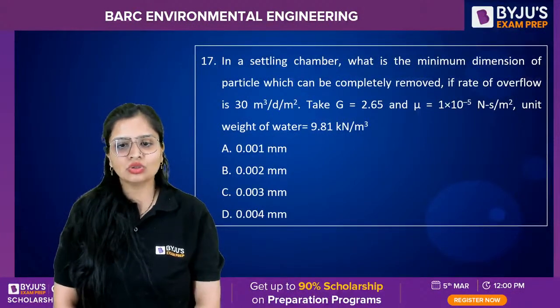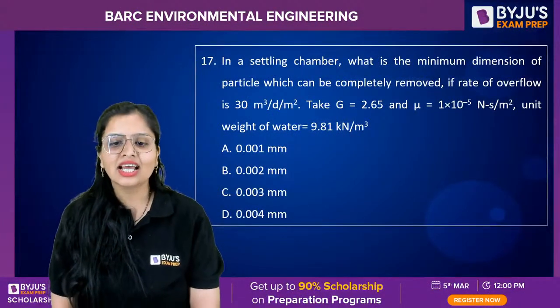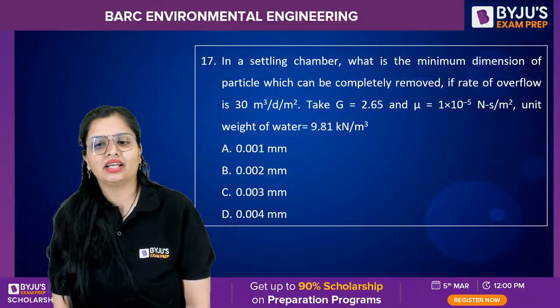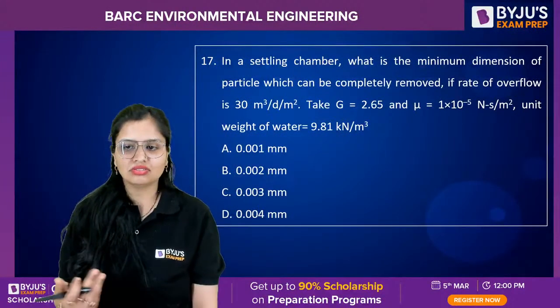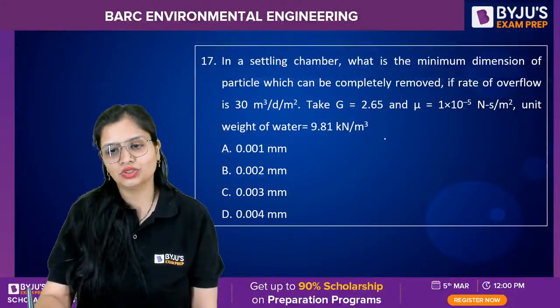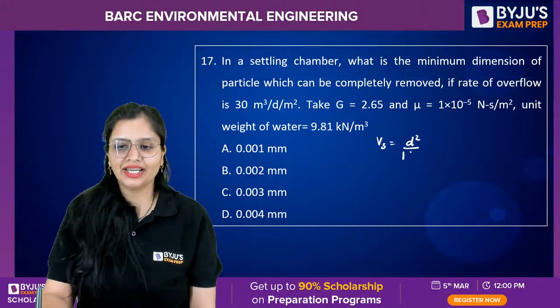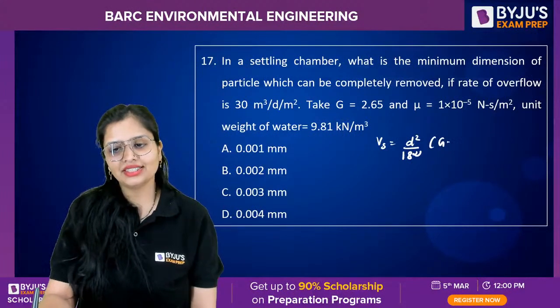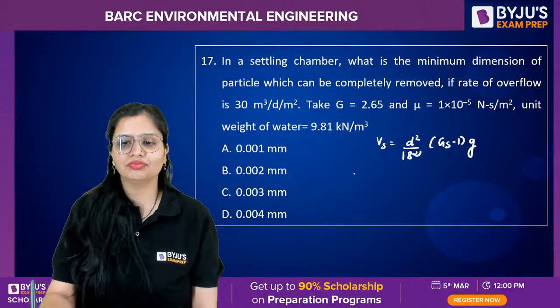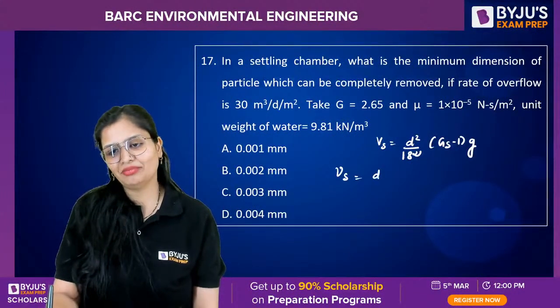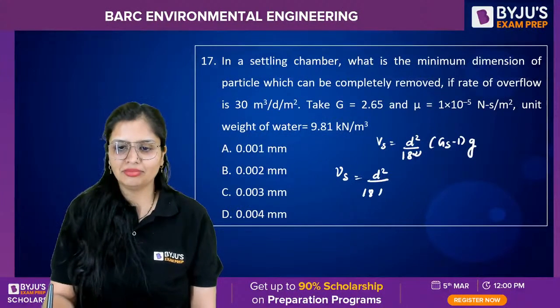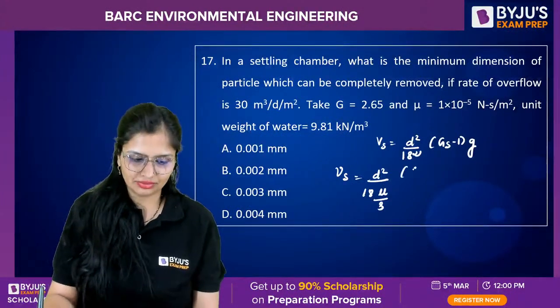Fine. In this question, what it has asked us is the dia of the particle. Everything is given to you guys. Well and simple question. So this will be d square upon 18 nu, into (Gs minus 1) into g. So just substitute it and tell me the values. That's it. Tell me the answer. Last question.